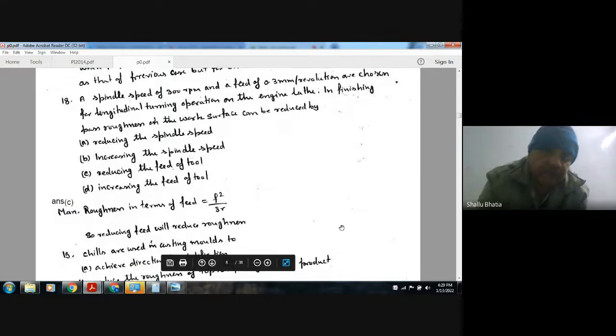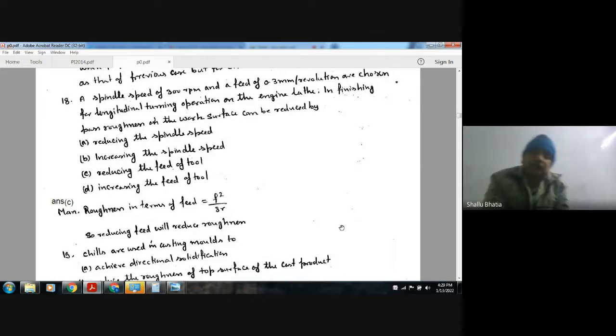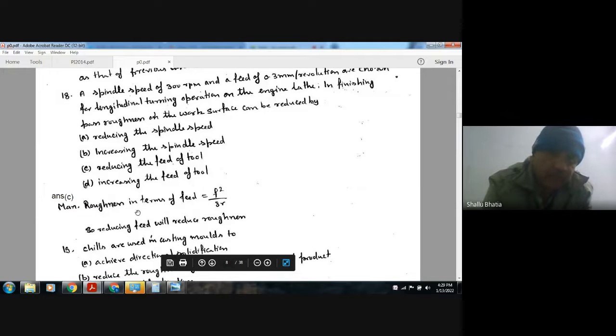Next. A spindle speed of 300 rpm and a feed of 0.3 mm per revolution are chosen for a longitudinal turning operation on an engine lathe. In the finishing pass, the roughness on the work surface can be reduced by: option A, reducing the spindle speed; B, increasing the spindle speed; C, reducing the feed of the tool; D, increasing the feed of the tool. We know that the maximum roughness in terms of feed is f squared by 8r. So roughness is directly proportional to feed. So the answer is C.